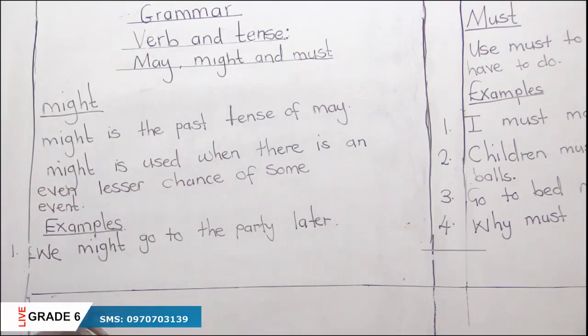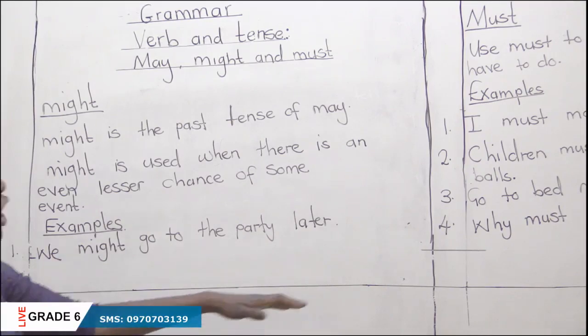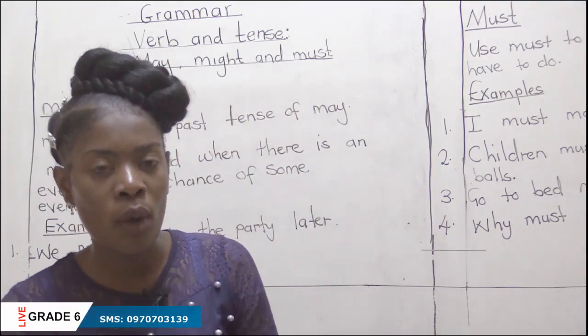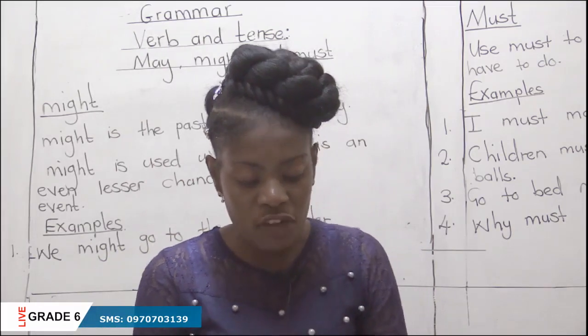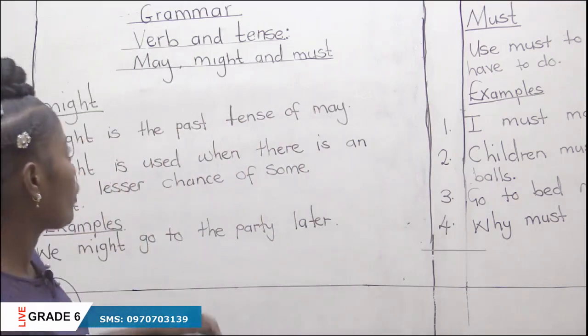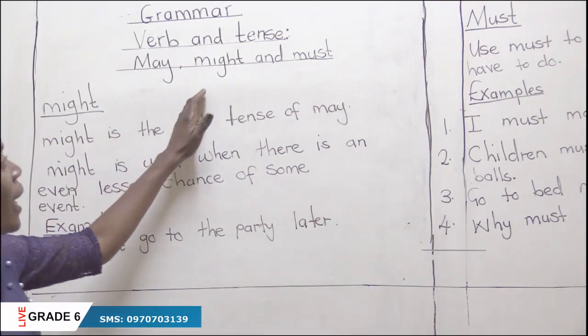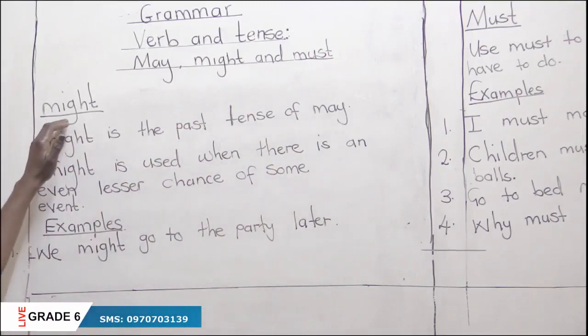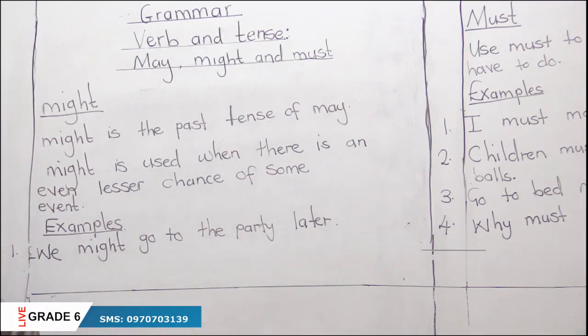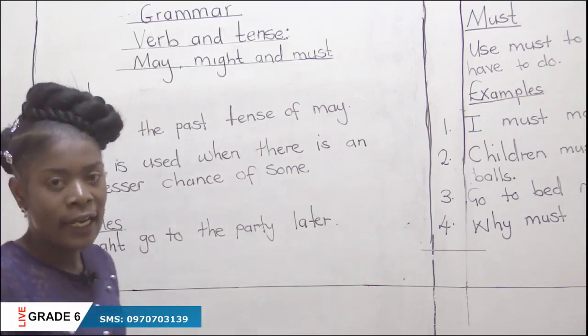Boys and girls, you should make a sentence where you use might. Even here, I'm still waiting for must and may. Remember, with any question, you can SMS me on this line, 0970-703-139. English today, we're looking at verb and tense: may, might, and must. And now you're looking at the verb might. I've said might is the past tense of may, and might is used when there's an even lesser chance of some event. There's an example on the board here: we might go to the party later.